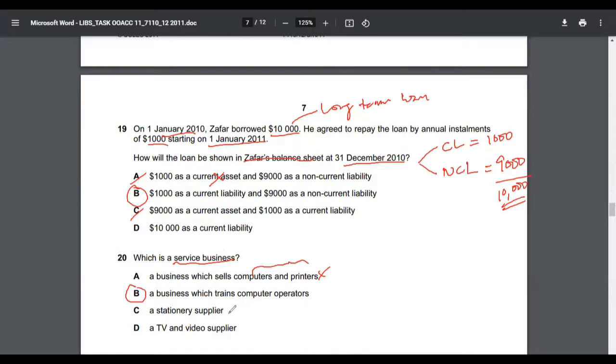Let's look into option C and D as well. Option C is a stationery supplier. This is a trading business, so option C is absolutely incorrect. Option D, a TV and video supplier. Again, you're selling TV and videos, so this is again a trading business. So the correct answer to multiple choice 20 is option B, that is, a business which trains computer operators.